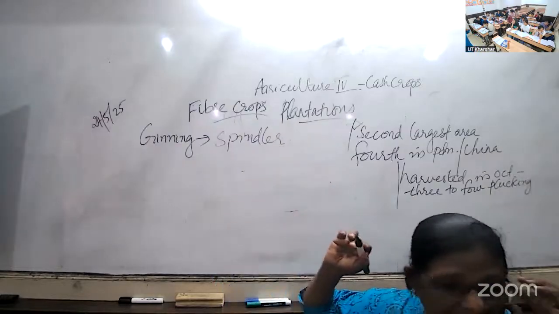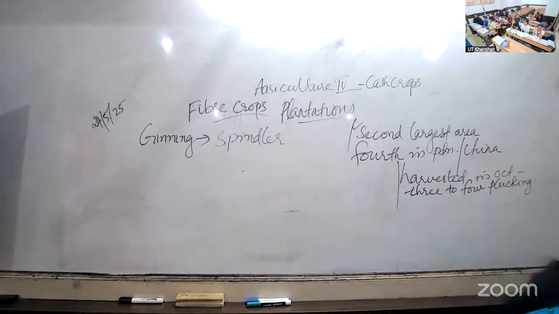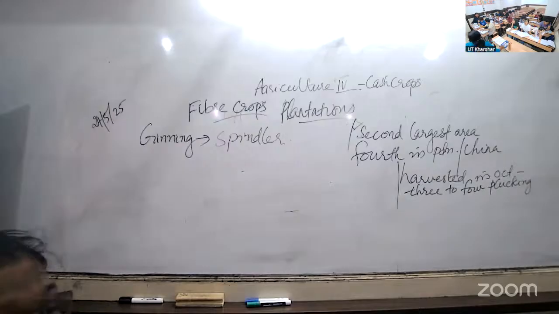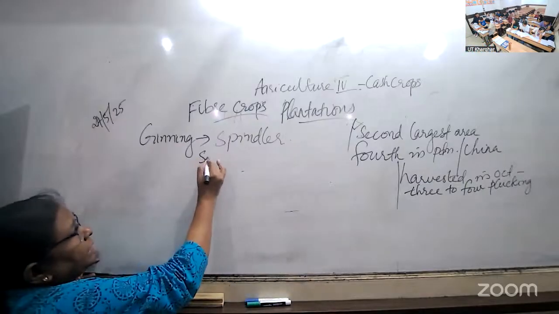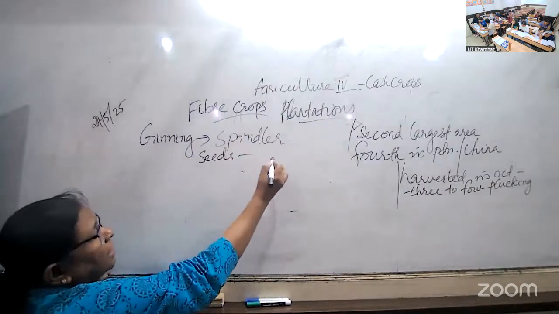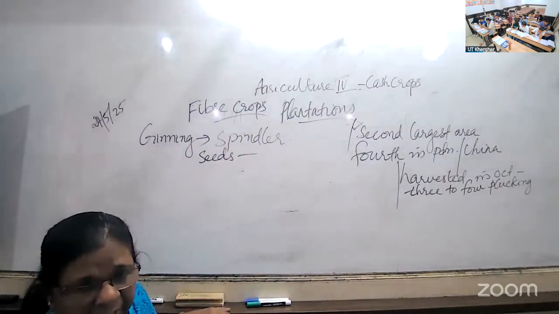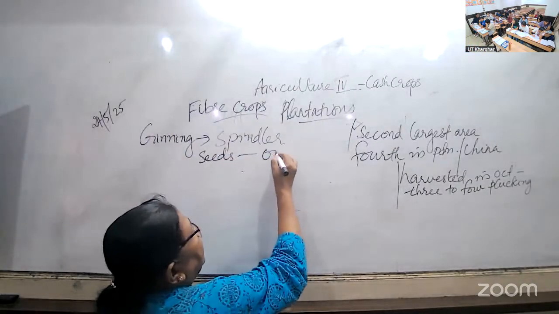Okay, ginning is the process of separating cotton from seeds. That is the first process. Now, the second process, after the cotton has been picked either by machine or by hand, is ginning. The seeds can be crushed. Afterwards, the seeds are sent to the mill for preparing oil.